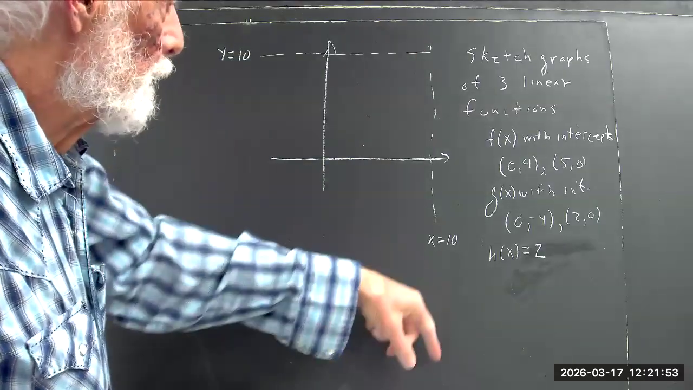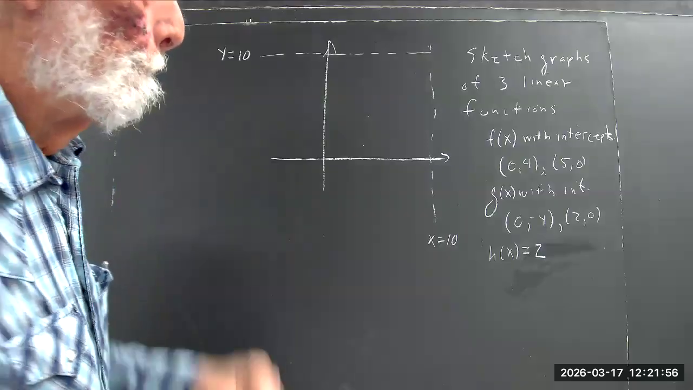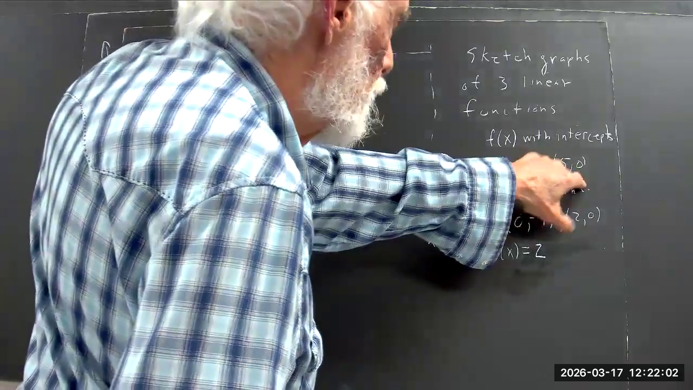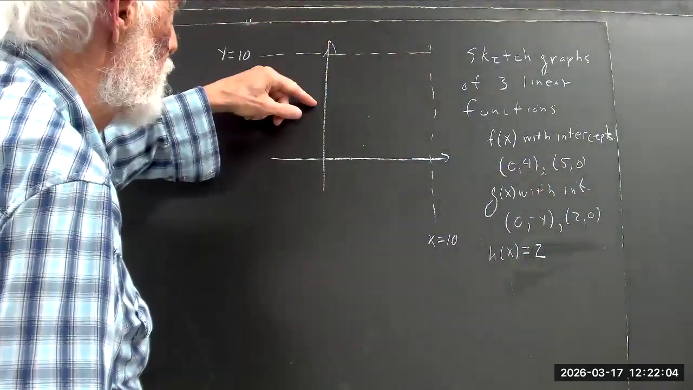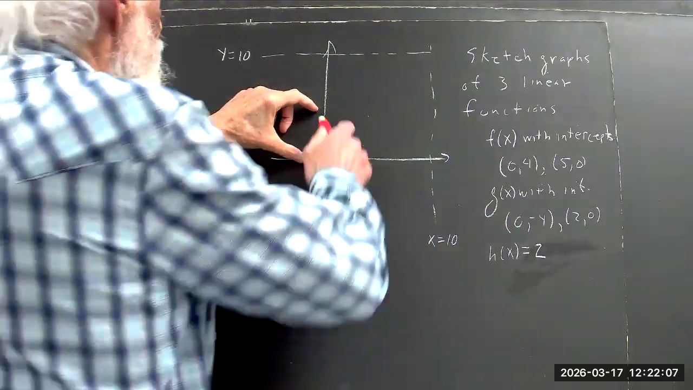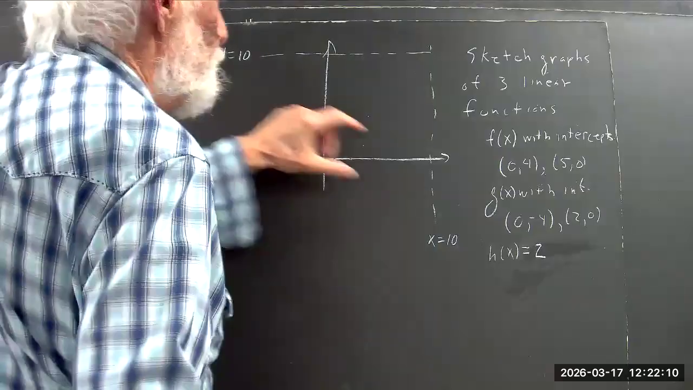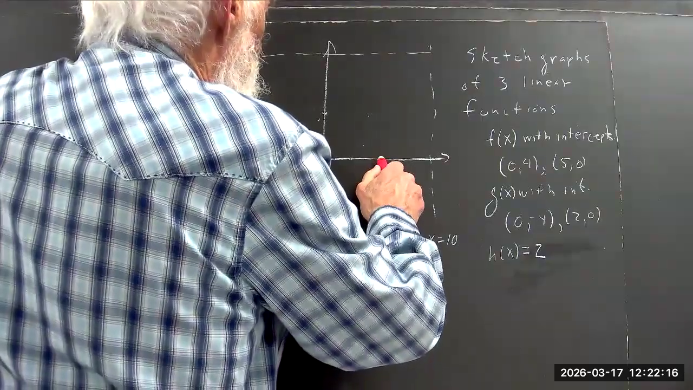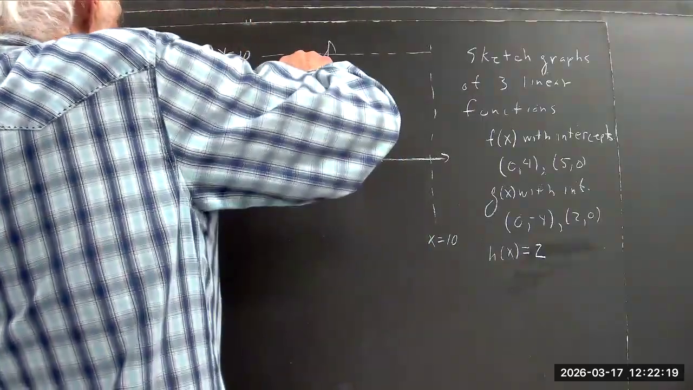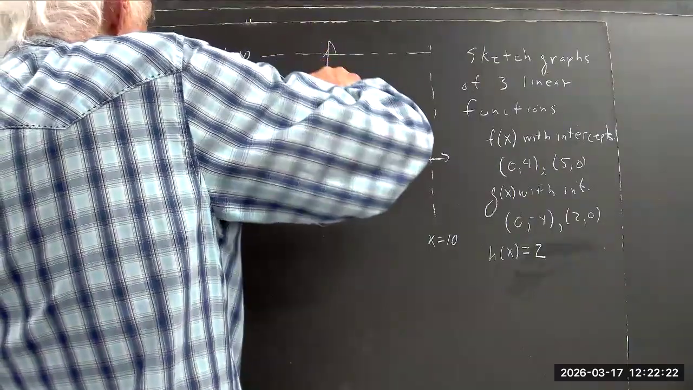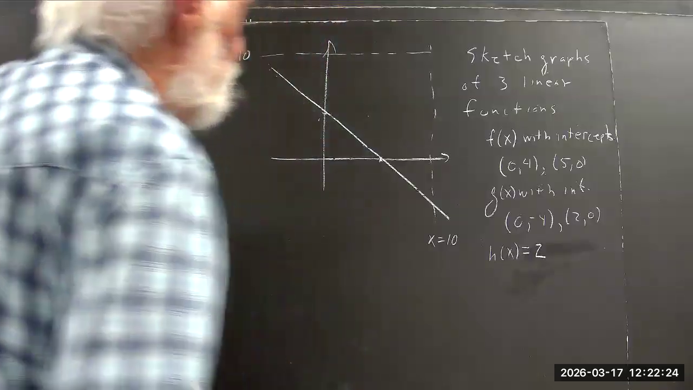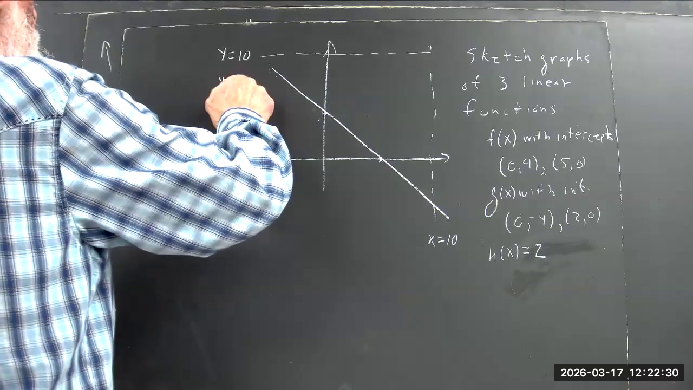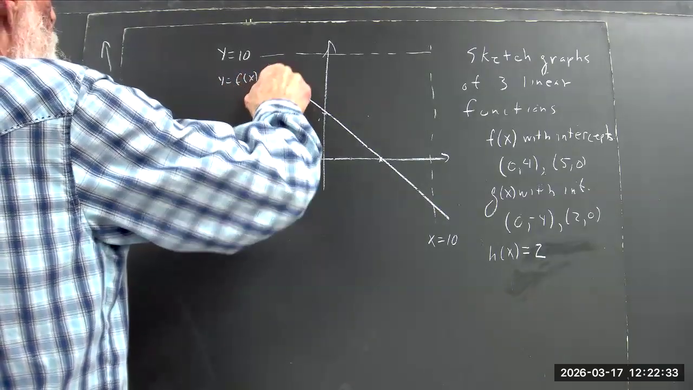X-axis, y-axis, a line for x equals 10, a line for y equals 10. Once you do that, it's easy to locate (0, 4) and (5, 0). (0, 4) is on the y-axis, a little less than half as high as 10, so it's maybe there. And (5, 0) is halfway between the y-axis and x equals 10 on the x-axis. There it is. So we can sketch this line, and that's the y equals f(x) line.